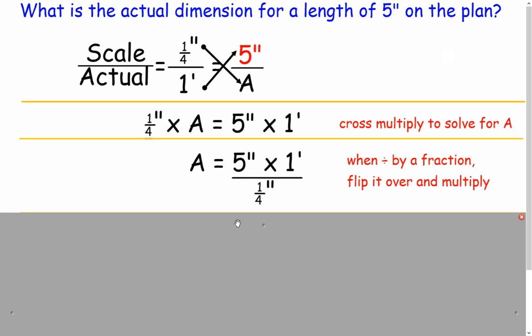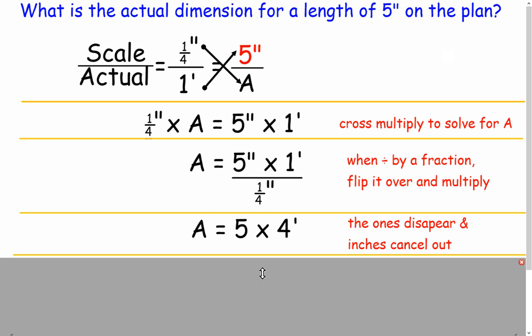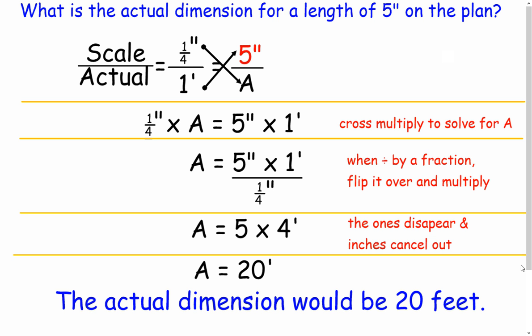Now we need to get A by itself, so we're going to divide both sides by 1/4 inch. When you divide by a fraction, you flip that fraction over and multiply. The ones will disappear and the inches will cancel out, and you'll end up with 5 times 4. 5 times 4 is 20, so the actual dimension will be 20 feet.